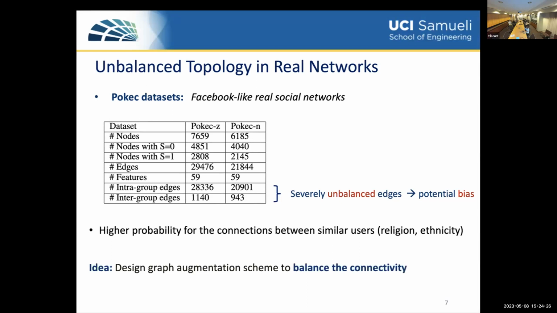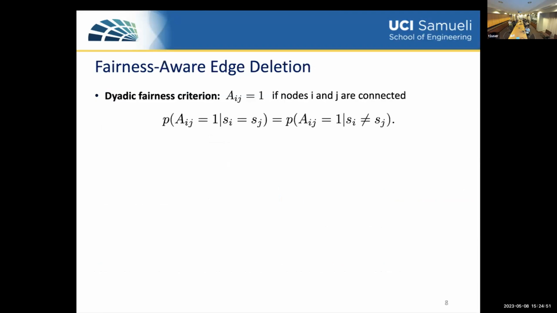So the first idea is to design an augmentation scheme to balance the connectivity. We say that if this is the problem, then can we just design a sampling scheme to augment the data? Augmenting the data means to change the data, sample the data, manipulate the training data to balance out the connectivity. So this is a very intuitive design. We just want to test it out to see how it works.